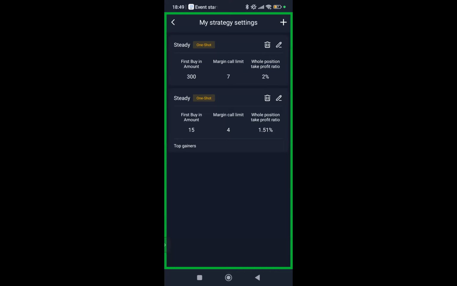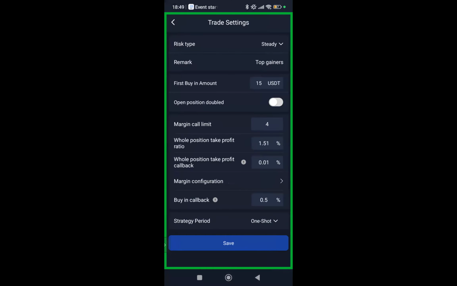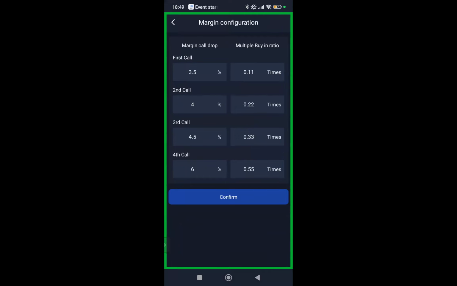Okay. I'm clicking on it, but it's not really accepting it. Good. Okay, so you have 4 margin calls. Go to margin configuration. Let me see. So I understand what you're doing.